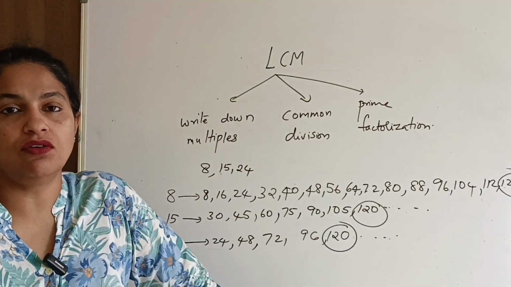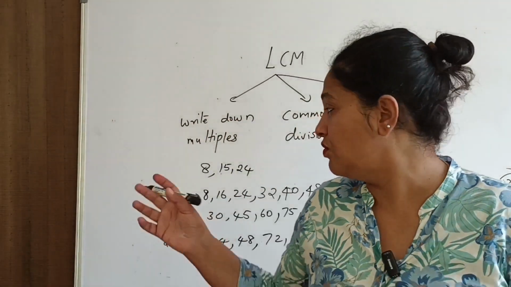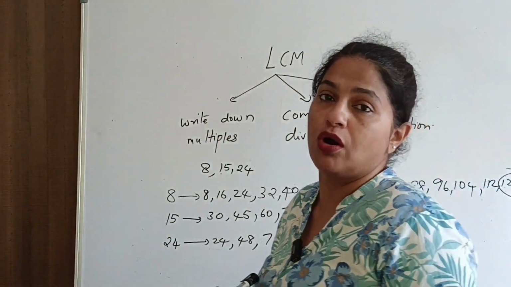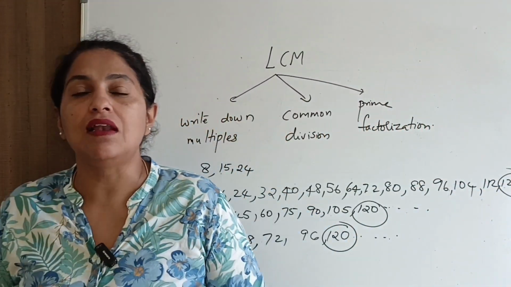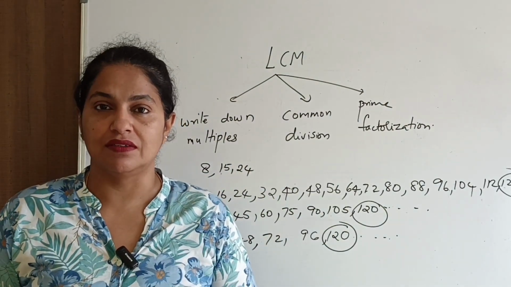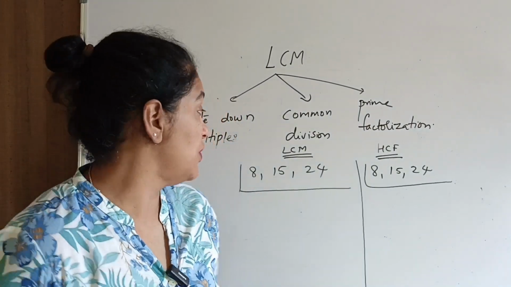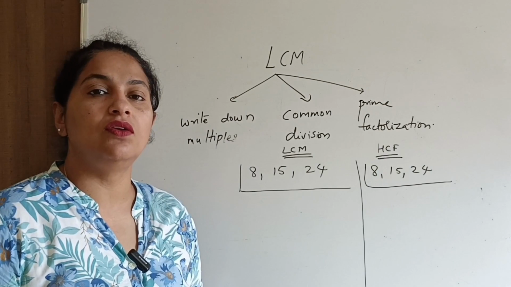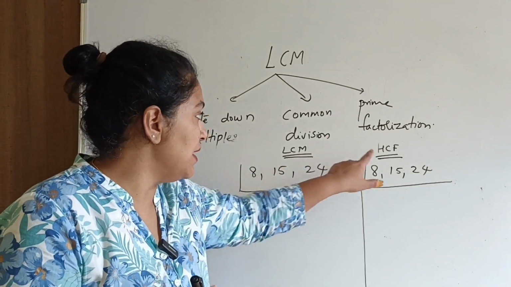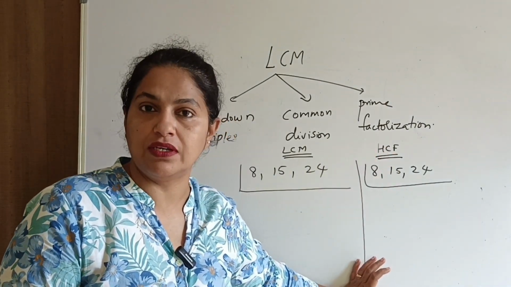Sometimes when we write down the multiples, compared to the factors, the multiples can go on for quite a few numbers before we actually find the common multiple. So this method is a little laborious, though it's an easy method. So let us check out the second method. Let us try to find the LCM using the common division method. In order to understand the difference in this method for finding LCM and HCF, I am simultaneously finding the value of HCF also using this particular method.